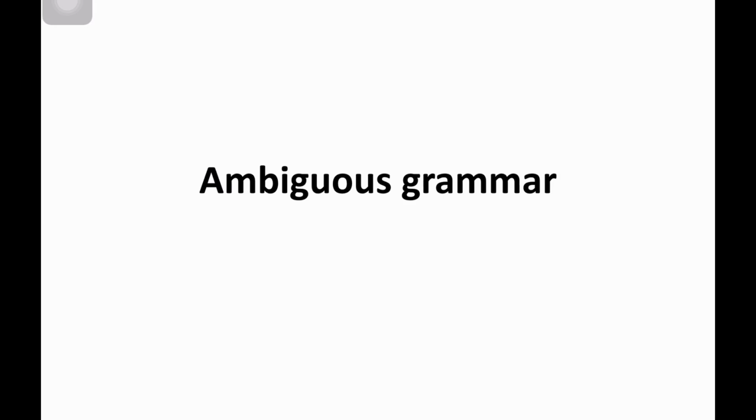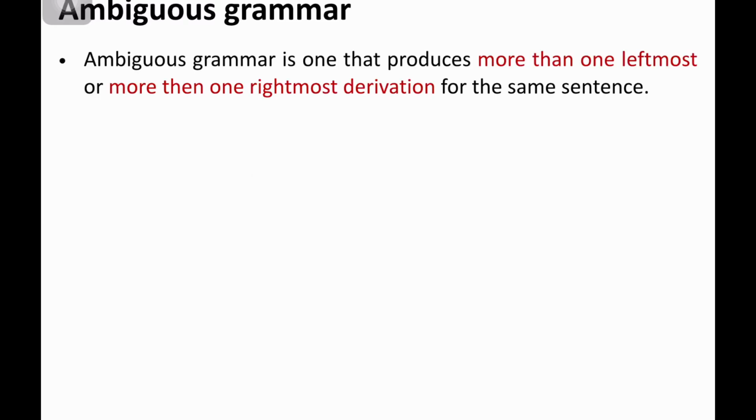The topic today I have chosen is ambiguous grammar. So let us see what an ambiguous grammar is. As the title itself says, there is ambiguity. There are two meanings, or dual meaning. More than one meaning will be there, or more than one output we will get.